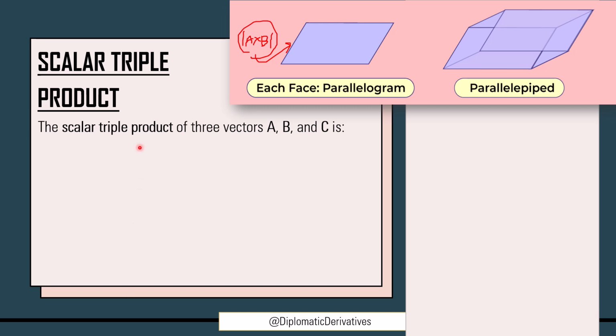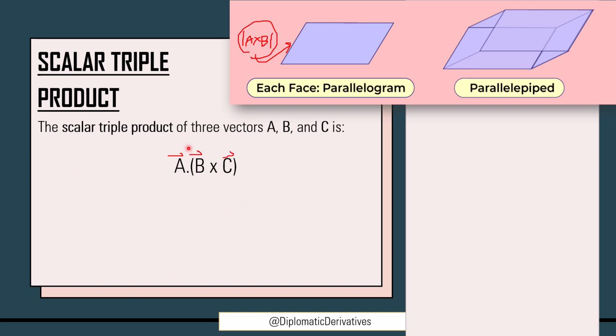Now when we talk about scalar triple product, it's basically the volume of a parallelepiped. A parallelepiped is a 3D version of a parallelogram. In a parallelogram we have x-axis and y-axis. In a parallelepiped we will also have the z-axis because we're talking about a 3D figure. And what is the formula for this? It's basically a dot b cross c. Make sure to draw the vector signs here. It's vector a dot vector b cross vector c.